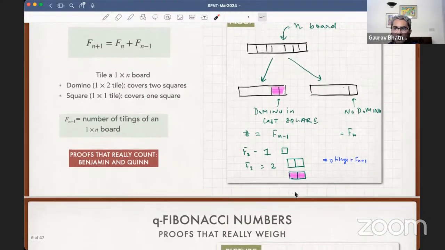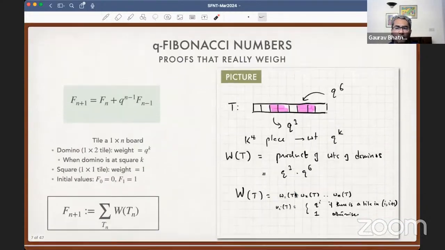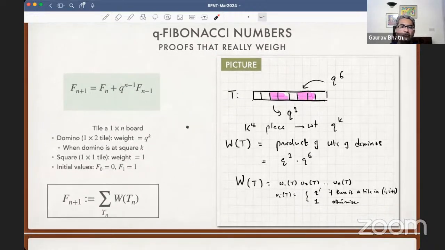So a lot of her work also we used, and then we extended it to arbitrary weight. So for Q Fibonacci numbers, what do we do? You tile the 1 by n board, and wherever there is a domino, we put a weight q raised to k, when the domino is at the squares k and k plus 1. So in this example, the domino is at 3 and 4, so you put q raised to 3. And then 6 and 7, so q raised to 6. So if the domino is at the kth place, we put a weight q raised to k.